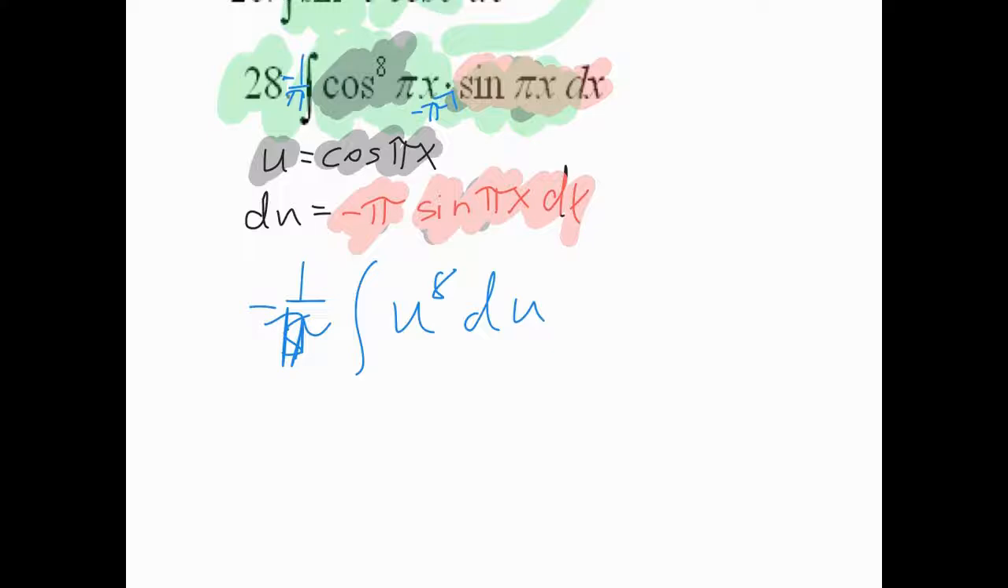Because if you remember, all of this, the negative pi, the sine of pi x dx, all of this ended up being du. And that cosine to the 8th of pi x equals u to the 8, because u equals cosine of pi x. Alrighty, looking good so far. So pause the video and finish this problem, please.